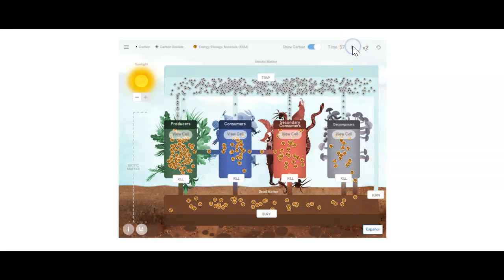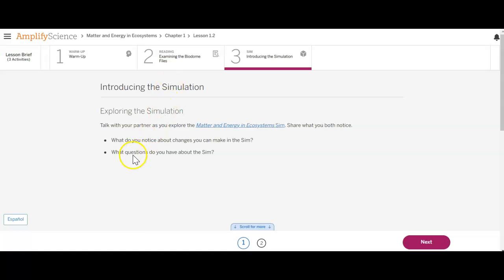Okay. So I'm going to go back, and it says, what did you notice about the changes you can make to the sim? What questions do you have? So if you have questions about the sim, here's what I want you to do. I want you to go back to the Google Classroom post, and I want you to post them in the student comment section below the post. Students, if you can answer each other's, that's great. So that's just like a space for you guys to kind of talk about this since we can't talk about it in person. So that's all you need to do for the first bubble.